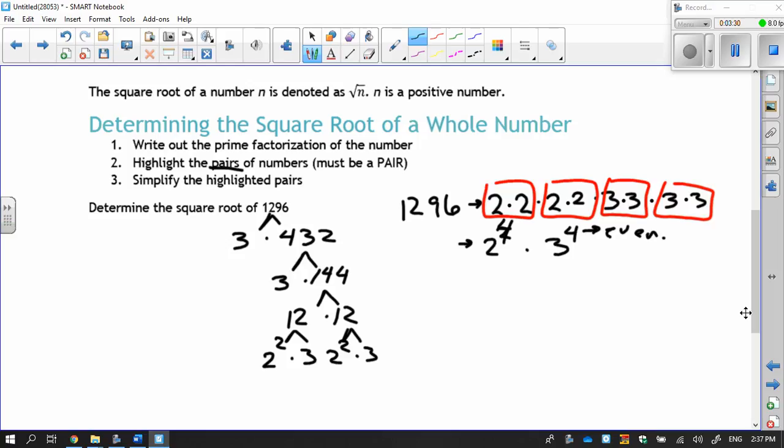and it can be divided by 2, which tells me that I should have 2 squared multiplied by 3 squared, which means that it's 4 multiplied by 9, which gives me 36. So the square root of 1,296 is equal to 36. Okay?